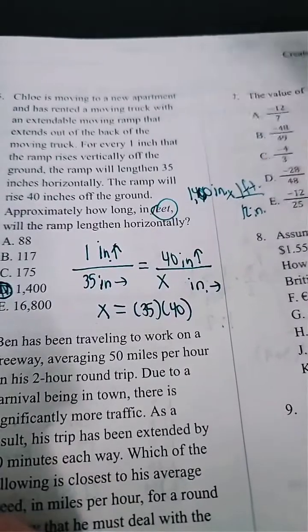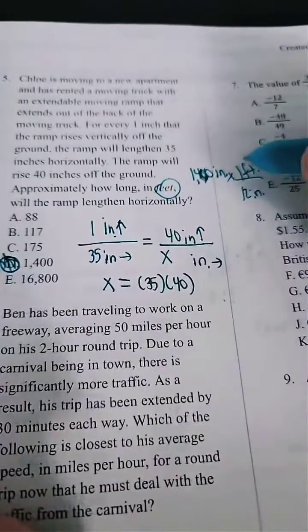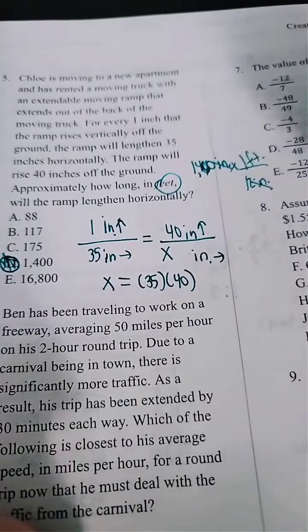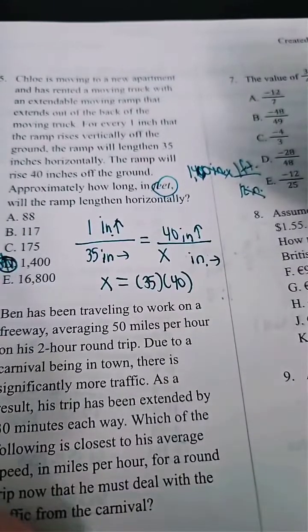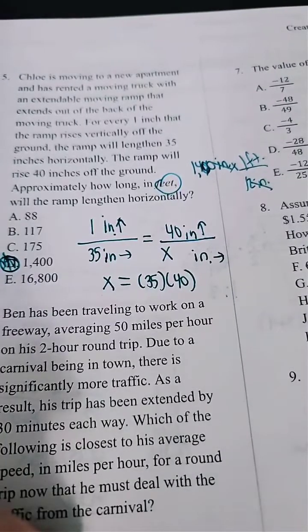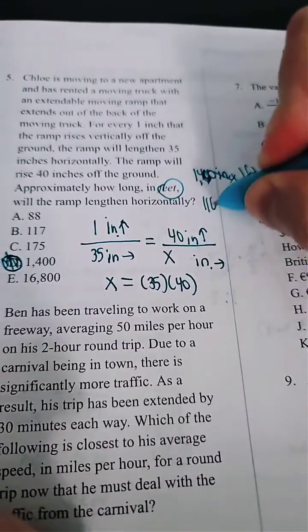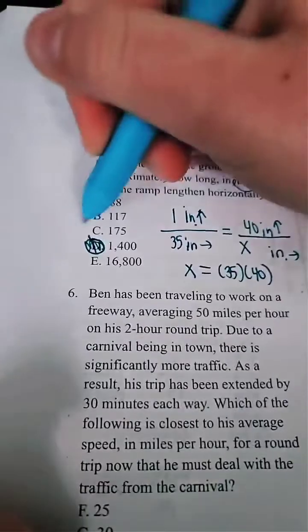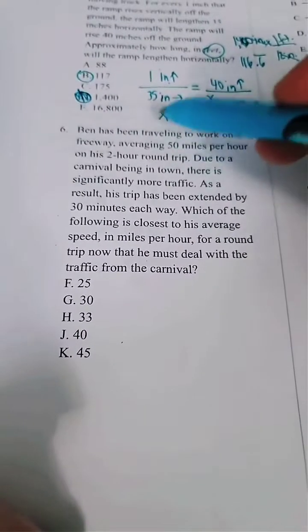So then we have to divide this by 12, because if we divide by 12, we get how many feet it is. And when we divide by 12, that's going to be 116.6 repeating. So then it actually should be this one, B. So then let's go to number 6.